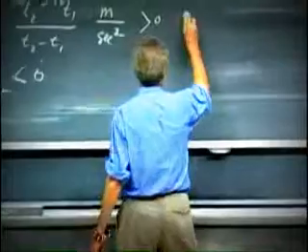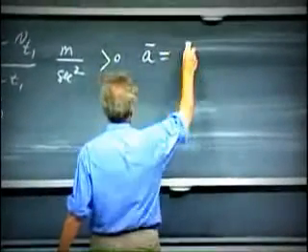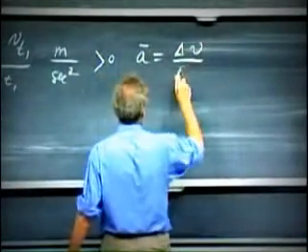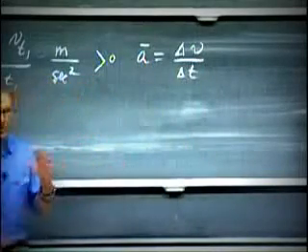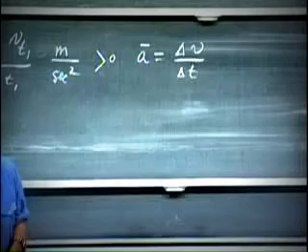So you can also write down that average acceleration, if you like, is delta v divided by delta t, but you must be careful because the delta v is sign sensitive. You must obey your sign convention.